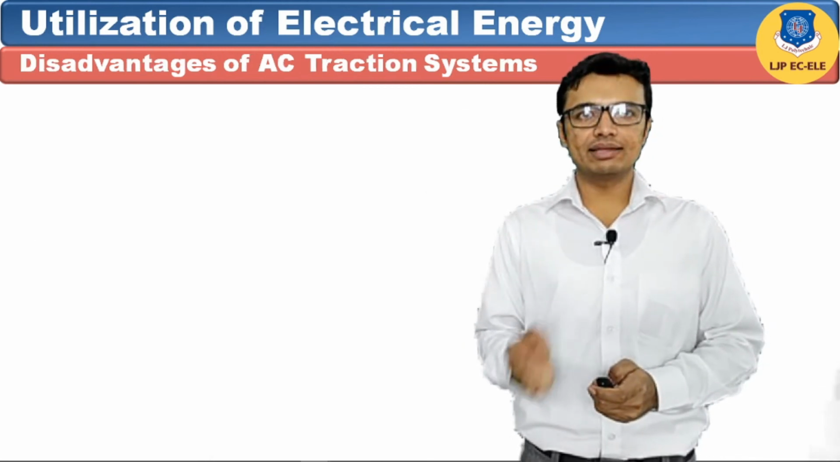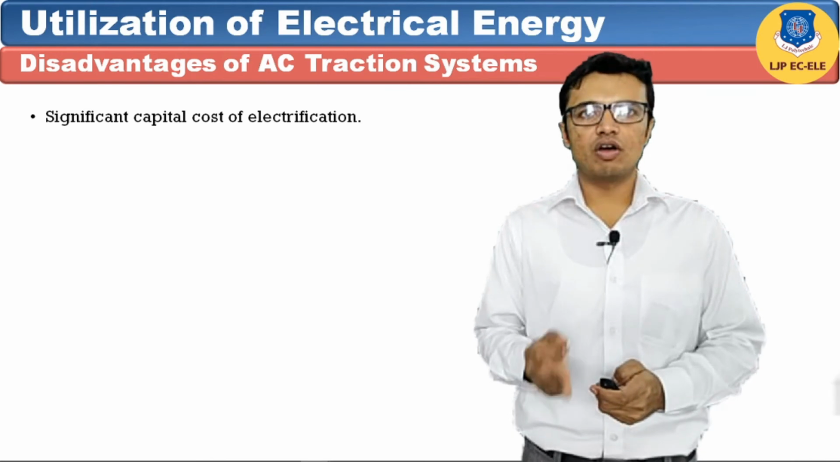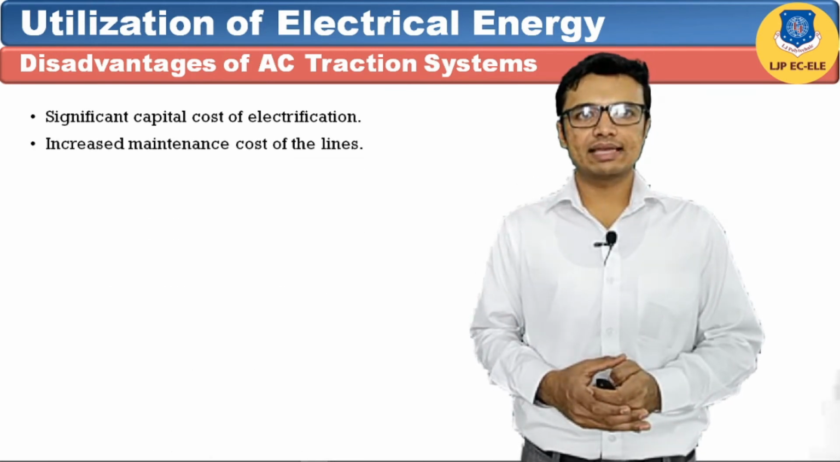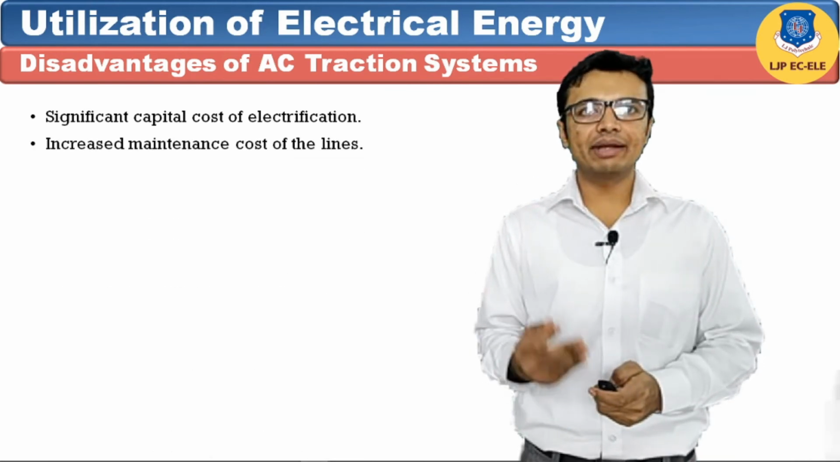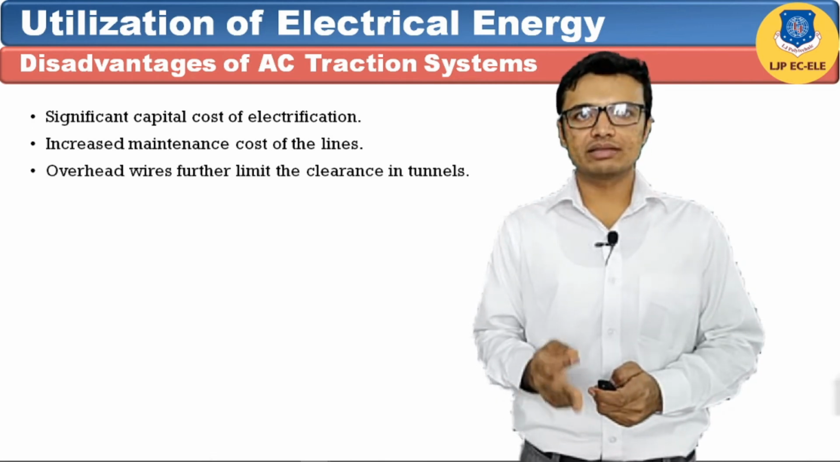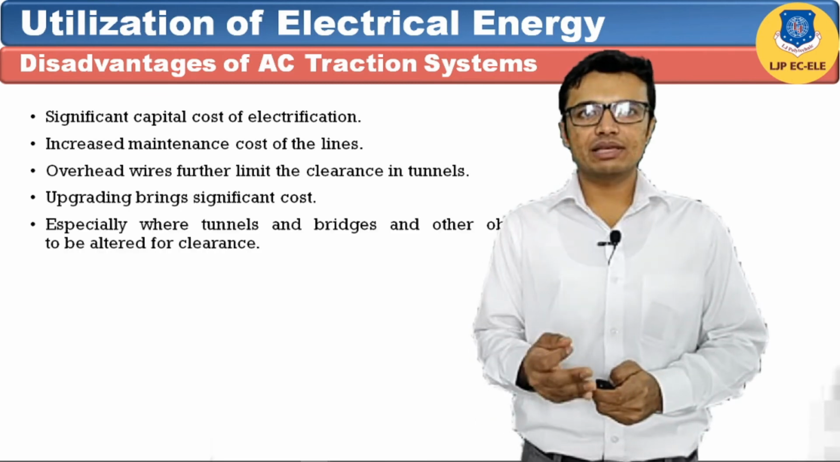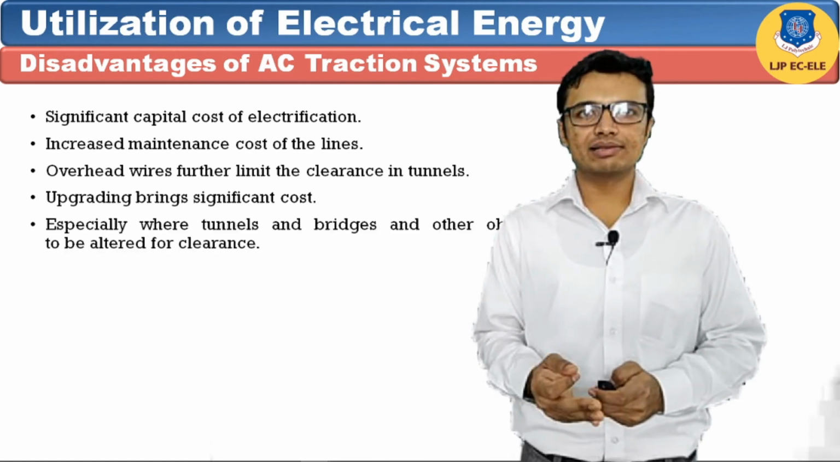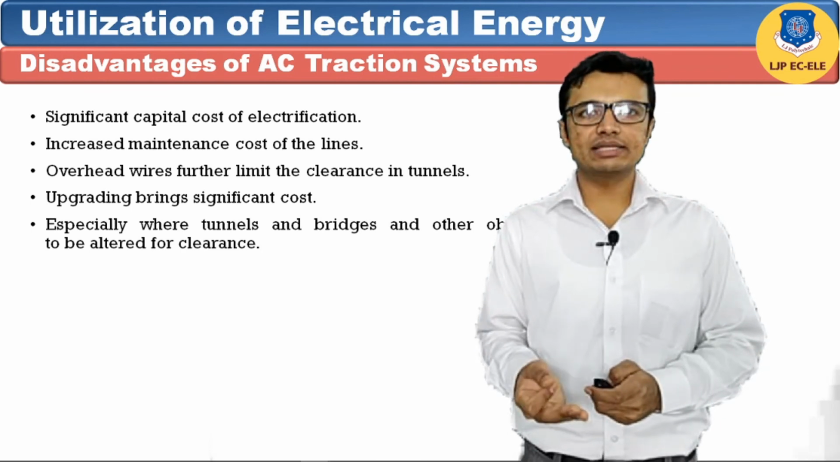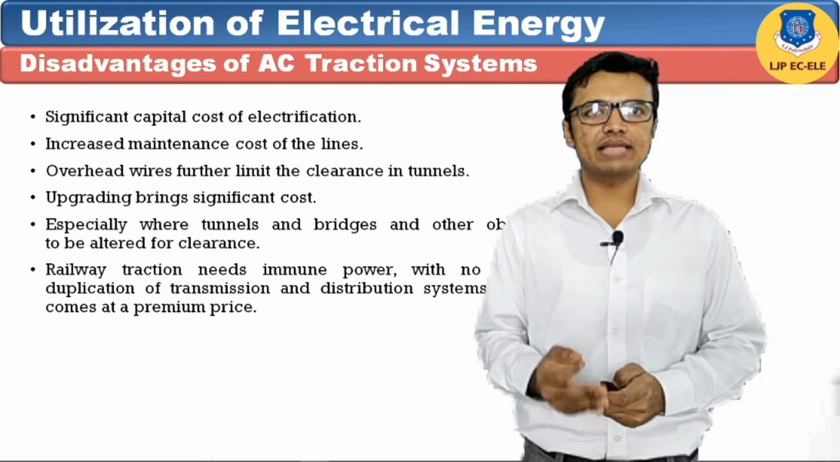Let's see the disadvantages of the AC traction system. It requires a significant capital cost of electrification. Second, it increases the maintenance cost of the lines. Overhead wires further limit the clearance in the tunnels. Upgrading brings significant cost, especially where tunnels, bridges and other obstacles have to be altered for clearance. Railway traction needs engine power.